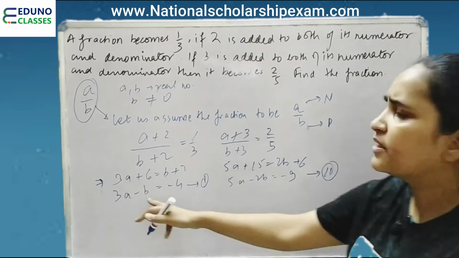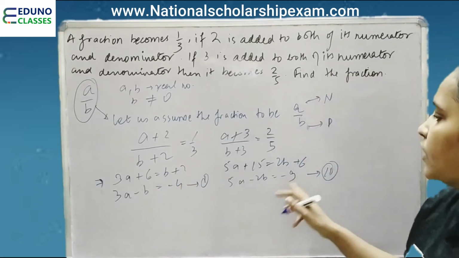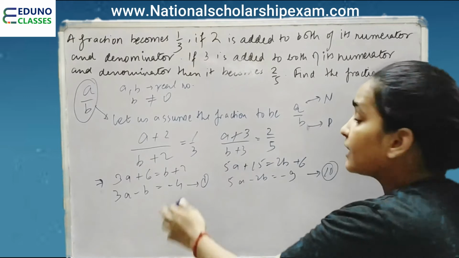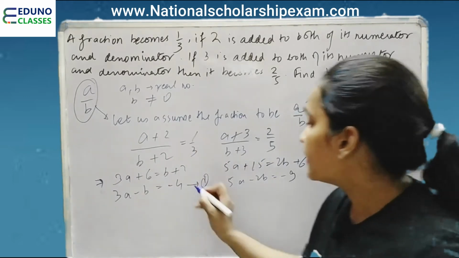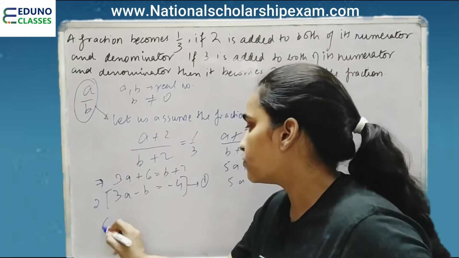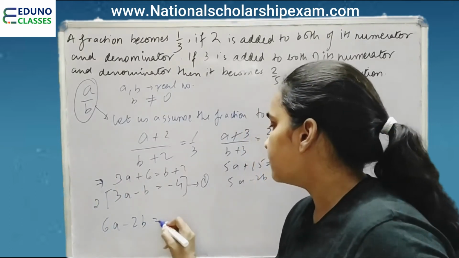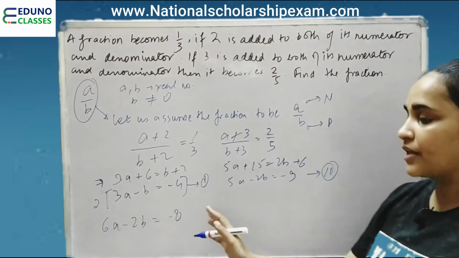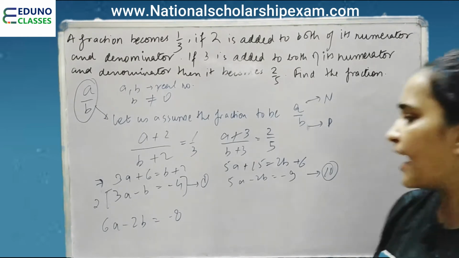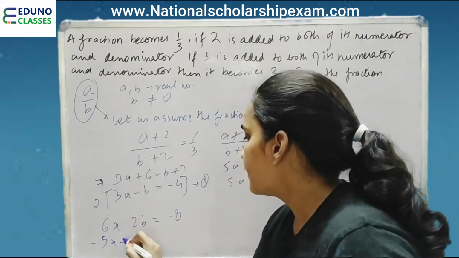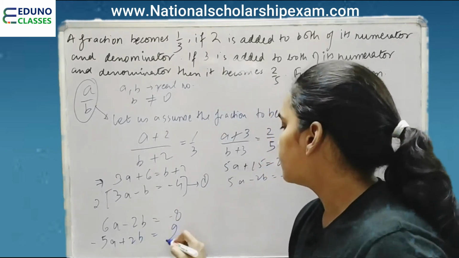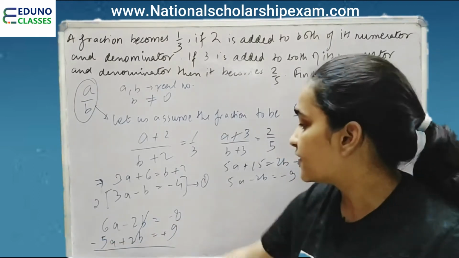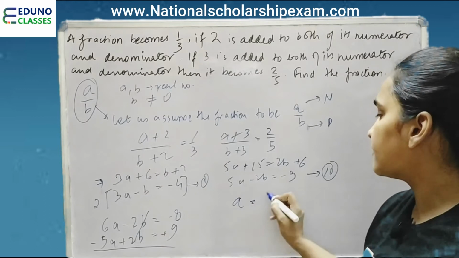Now I wish to remove b. If we multiply the first equation by 2 and do nothing to the second, then we can easily subtract and eliminate the variable b. So I am multiplying the first equation by 2. This equation becomes 6a minus 2b is equal to minus 8. Now I want to subtract the second equation from this equation, so I just change the sign and add them. So this becomes minus 5a plus 2b is equal to plus 9. Now the b terms cancel. 6a minus 5a is equal to a. Minus 8 plus 9 is equal to 1.